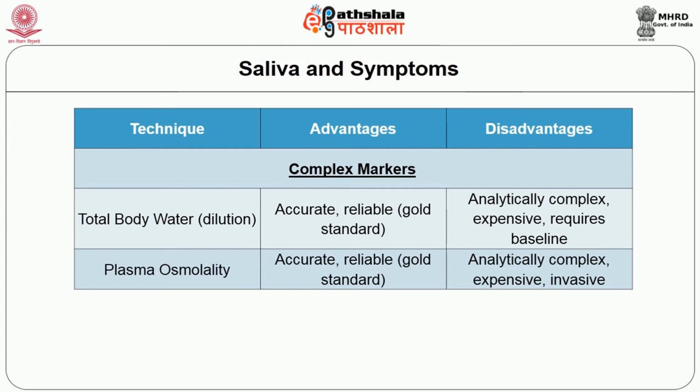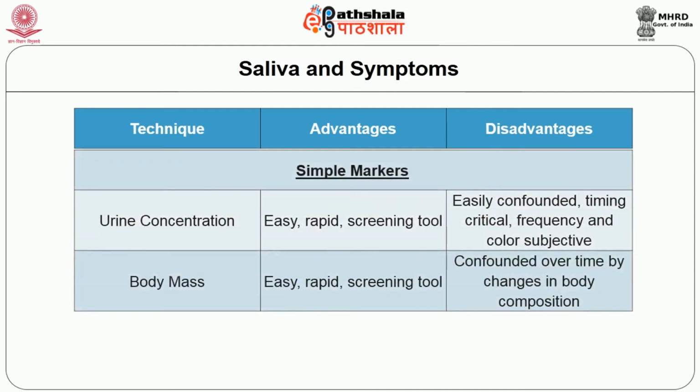Now we will look into the complex markers. The first one is the total body water method. The advantage of this is it's very accurate and reliable. The disadvantage of using this method is it is analytically very complex and very expensive and requires a baseline. The next one is the plasma osmolality, which is also very accurate and reliable. Also we can tell it is a gold standard, and similar to the previous one, it is analytically complex, expensive and invasive.